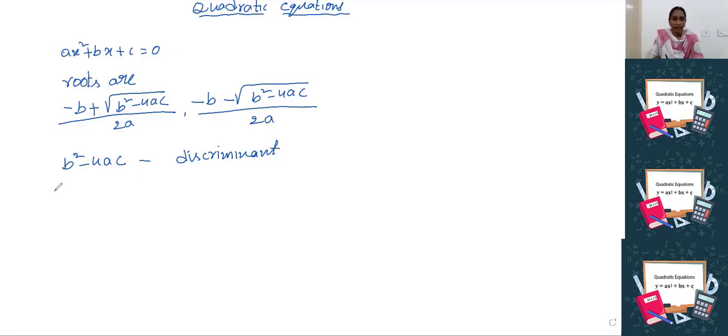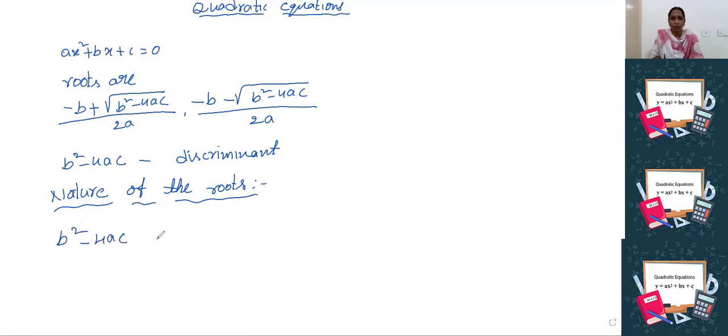We can tell the nature of the roots. How can we find that? See here, if b square minus 4ac value is greater than 0, then we will get distinct real roots. If the value of discriminant, that is b square minus 4ac, is greater than 0, then we will get distinct real roots.